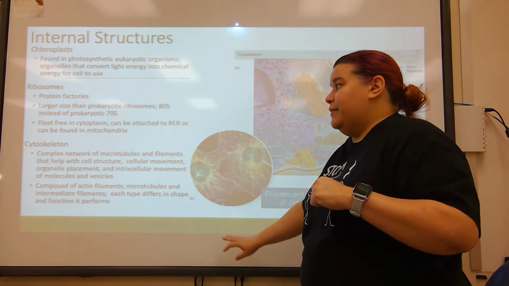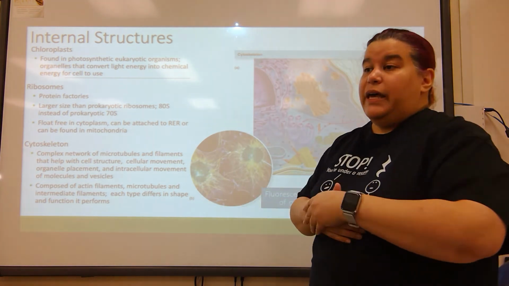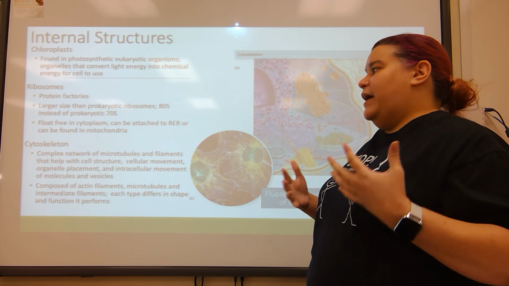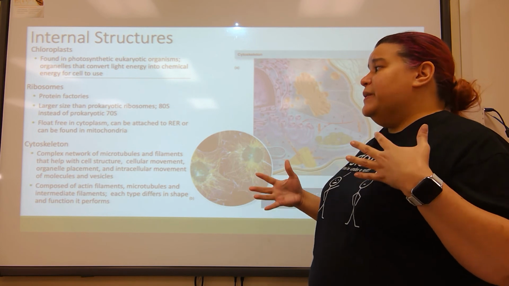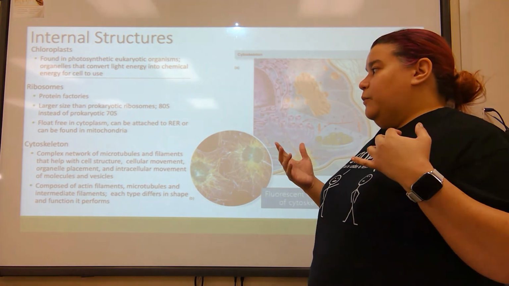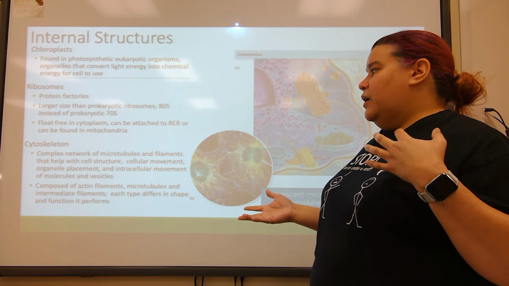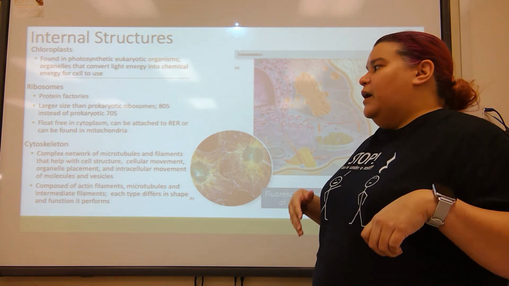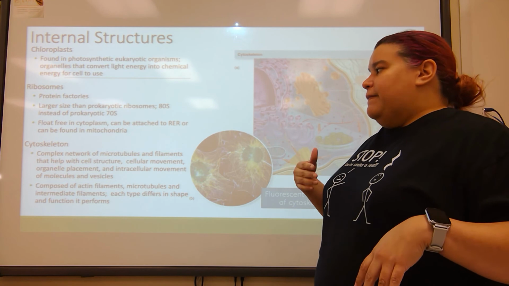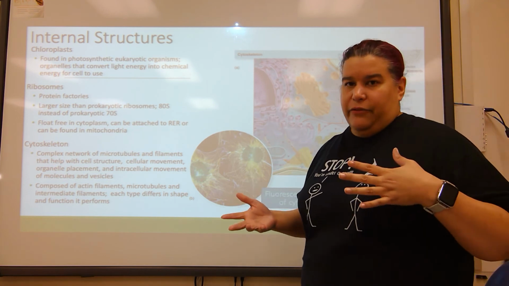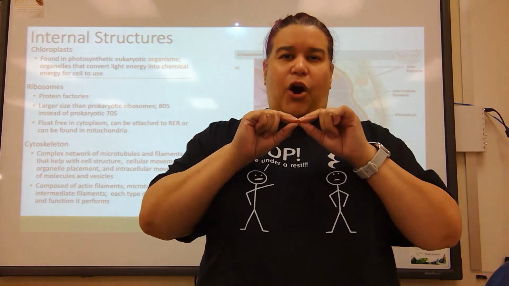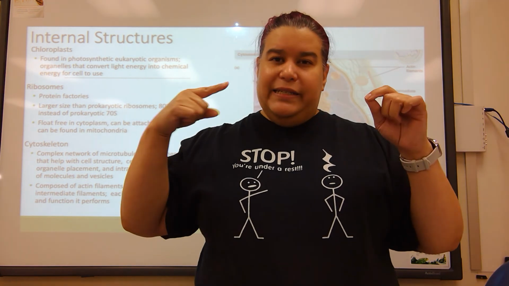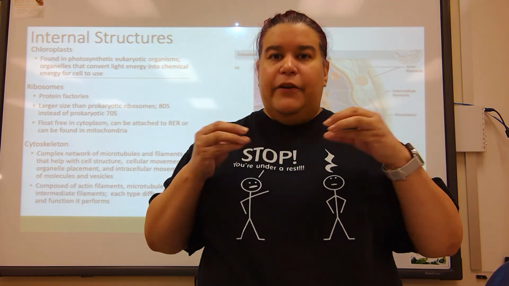So, the cytoskeleton. The cytoskeleton is a complex network of microtubules and filaments that help with cell structure, cell movement, organelle placement, and intracellular movement of molecules and vesicles. They can be composed of actin microfilaments. Actin microfilaments are very, very small. They kind of look like two pearl necklaces that are wrapped around each other. They're very tiny.